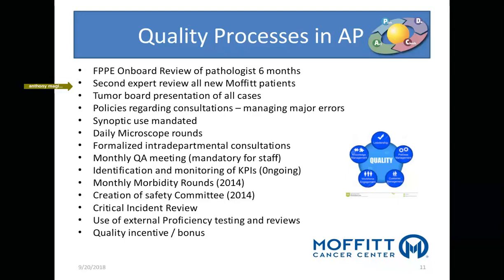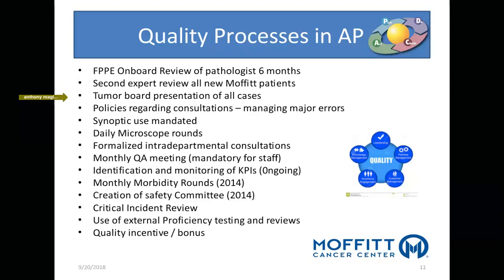The other thing we do is that we have a second expert review of all new Moffitt patients. So about half of our case material, we see 55,000 unique patients every year at the Moffitt Cancer Center. About half of those patients come from outside. They've had diagnosis at other centers. So it is our practice to review the pathology of all outside material prior to initiation of therapy at Moffitt.